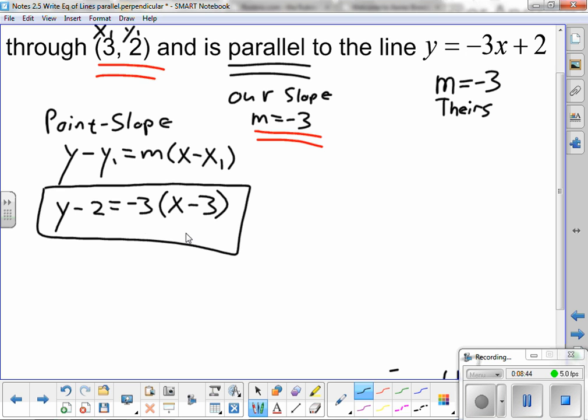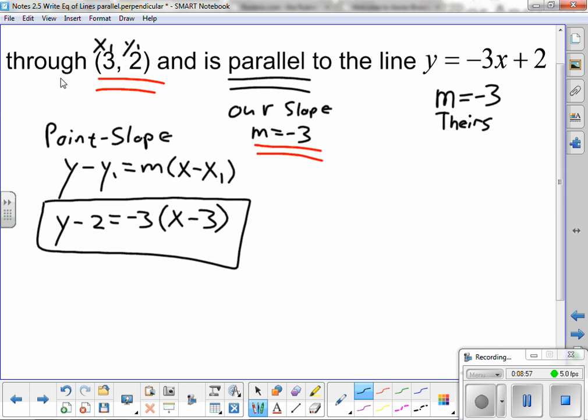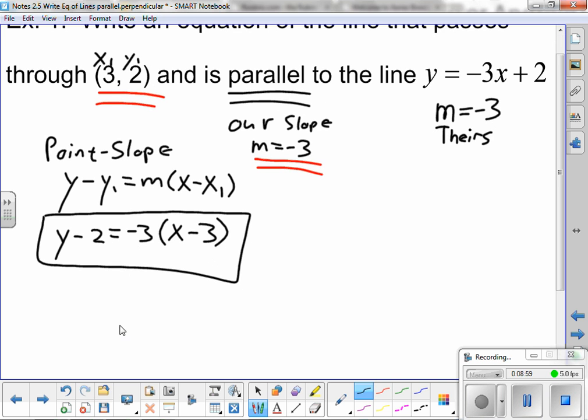Now, if they wanted it in another form, you would have to transform it. So if they wanted it in y equals mx plus b, you would have to distribute the 3 and then move the 2 over. If they wanted standard form, then you move the x over, and that was from yesterday's work. But like I said, it doesn't say that, so then you're done with this one.